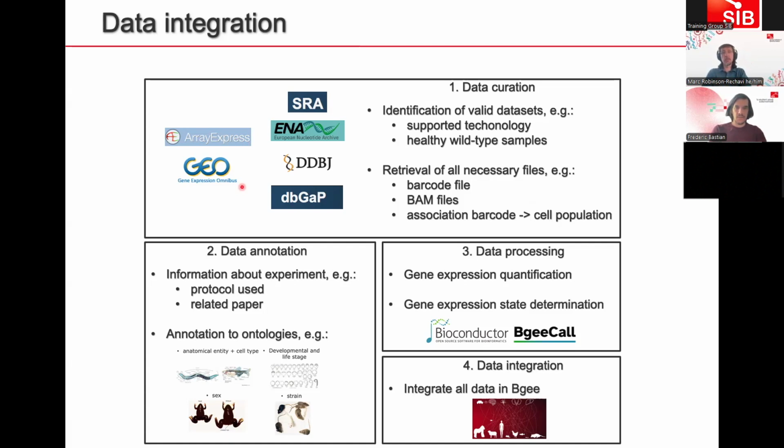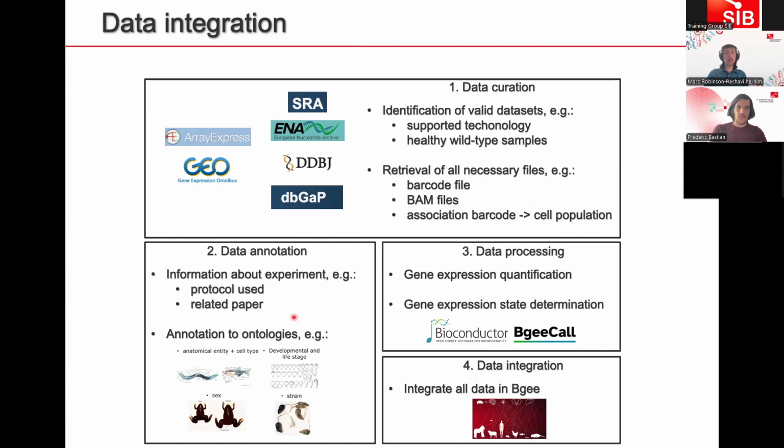And then we retrieve all the necessary files, which sometimes can be quite simple, but sometimes quite complex, because you can have files such as the barcode files or the association between barcode and cell population, which are not in the primary database, but in supplementary data or in other places. Then we annotate these samples with the information about the experiment, which allows us to provide you with this information and also allows us to do the right analysis on it.